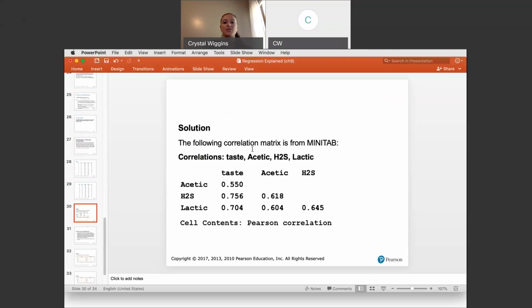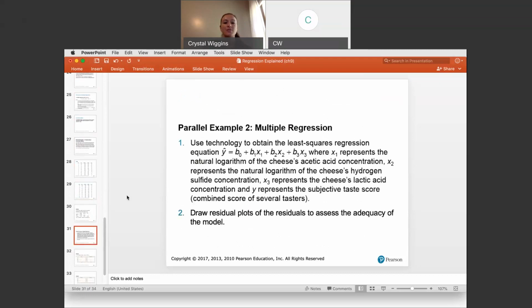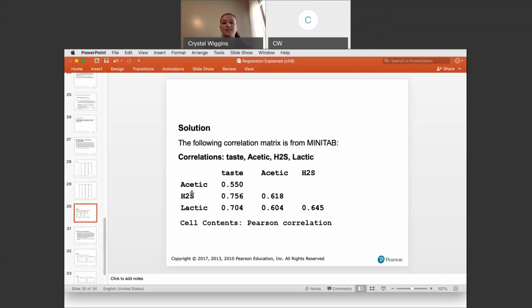So here is the correlation coefficient, and how we read that is that this variable has a moderate effect on taste. This variable, H2S, has a much higher, in fact, it has the highest effect on taste, and lactic has quite an effect on taste. And then you can take a look at the relationships between the inputs as well. So between this variable and this variable, you have your correlation coefficient and so on.